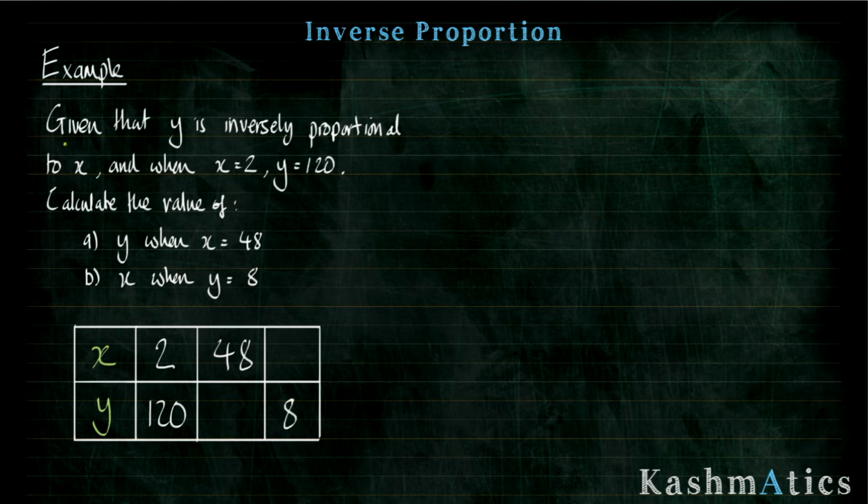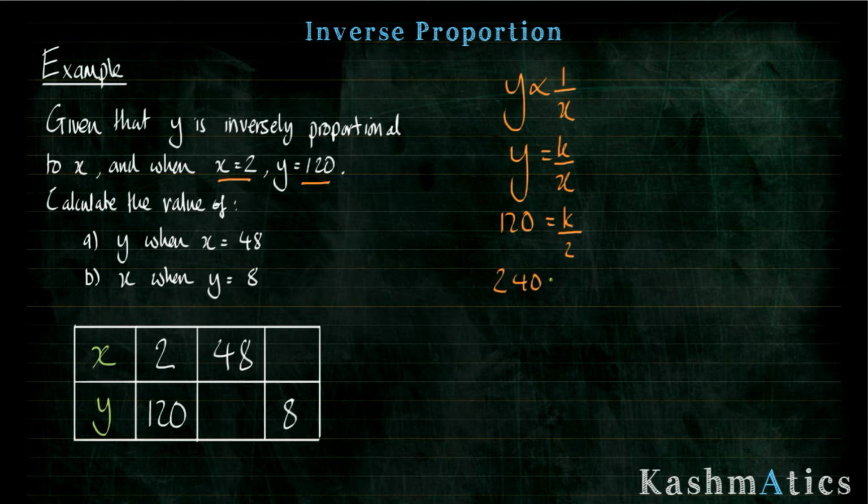Now let's just write this sentence here as an equation. So y is proportional to 1 over x is how we write y is inversely proportional to x. Now let's change this into an equation: y equals k over x, just like I showed you before. Now what we're going to do is put in these conditions. So replace the y with 120 and that equals k divided by 2. So multiplying through by 2 gives me 240 is equal to k.